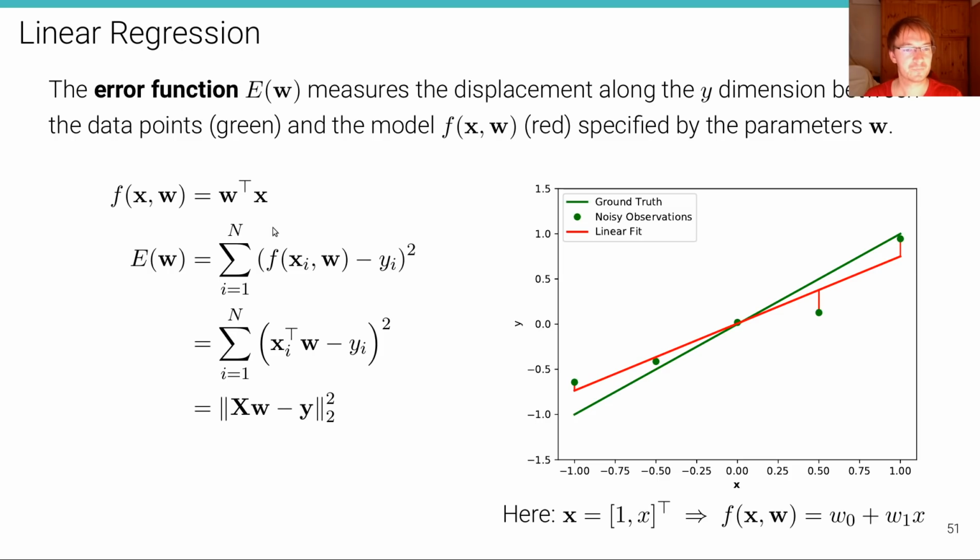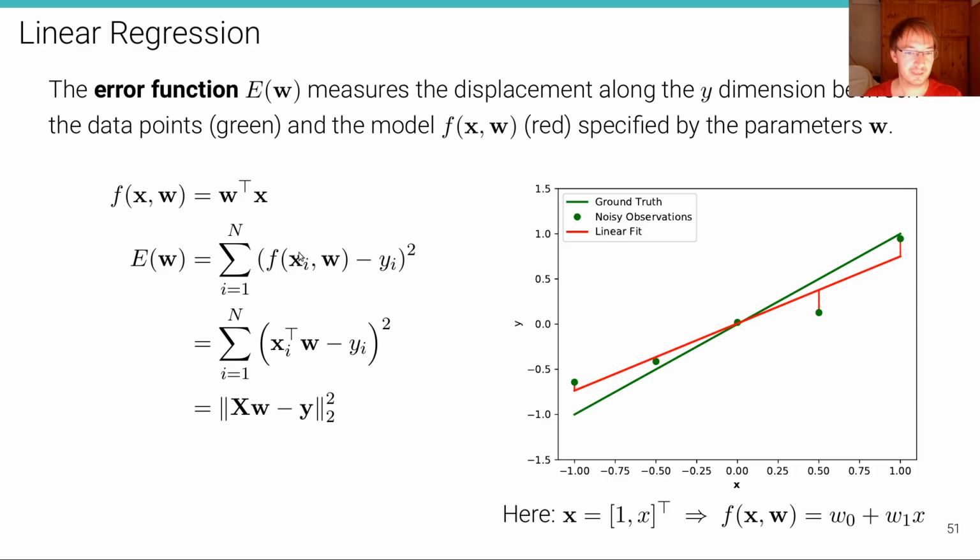Right? And the error function is simply the sum over all data points of the square of the difference in the Y direction between the prediction of the model f and the observation y. And this little i indexes the element in the data set. And so here we sum up all these small red lines.